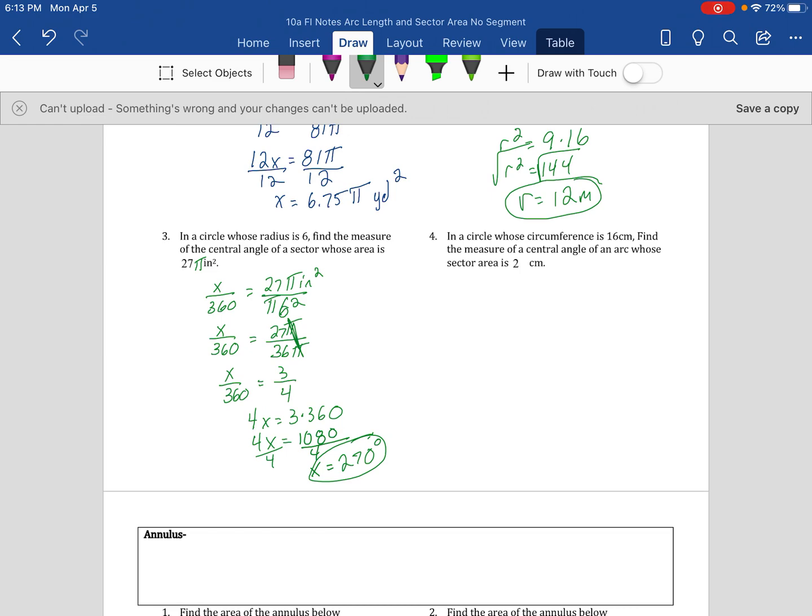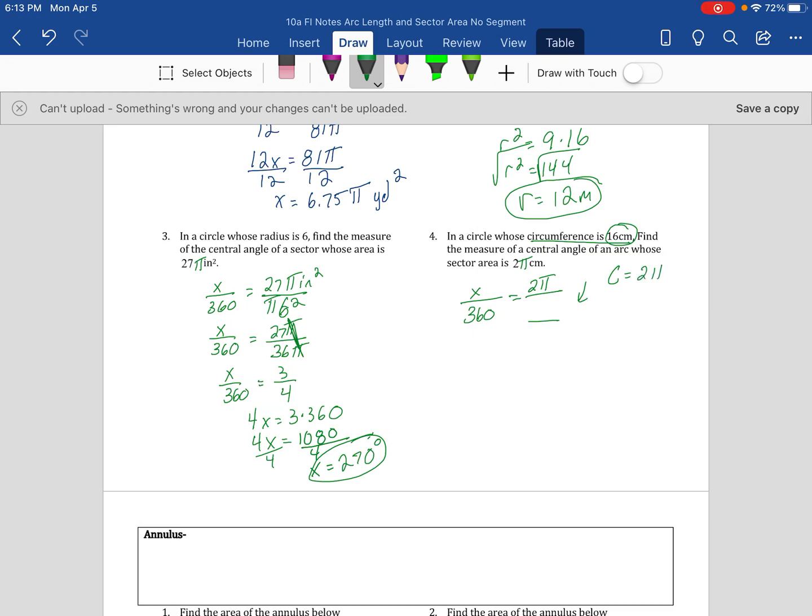In a circle whose circumference is 16 pi, find the measure of a central angle of an arc whose sector area is 2 pi centimeters. So we're trying to find the central angle. We know it's over 360. Okay, it says the sector area is 2 pi, and it gives us our circumference, and we need the area. Why does it give us the circumference?